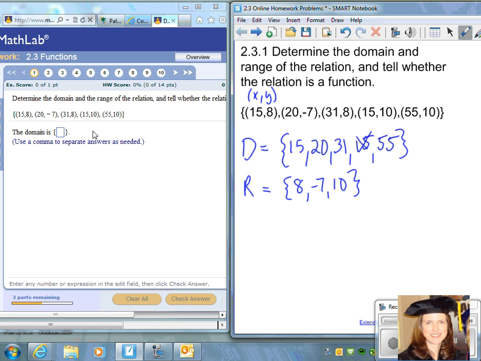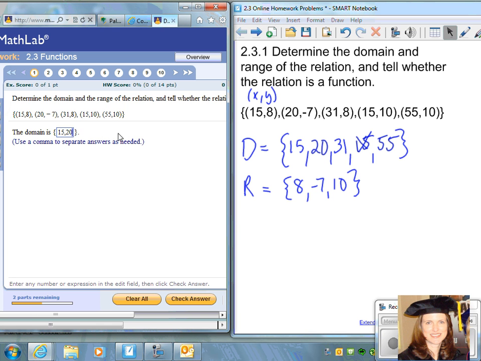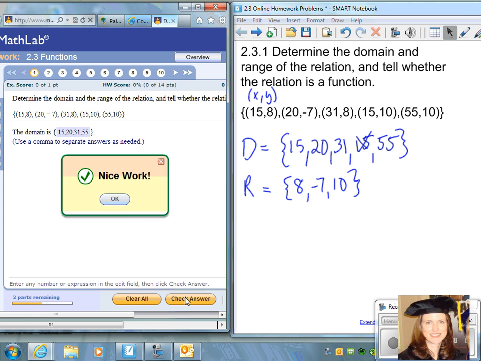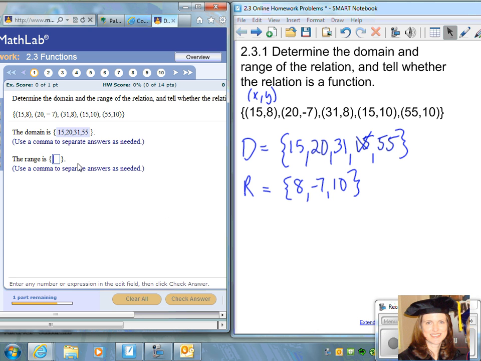We'll put that into the squiggly brackets, separated by commas. And the range, again, is all the y values. Separate those values with commas.